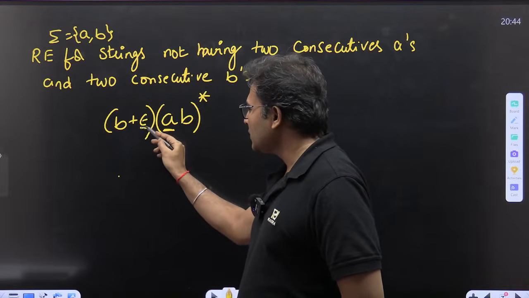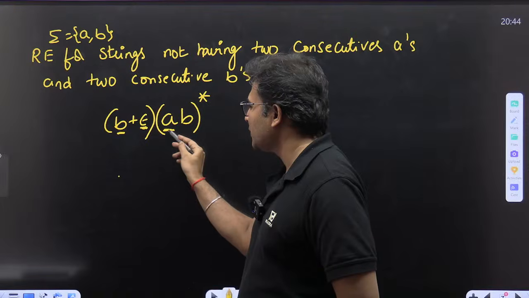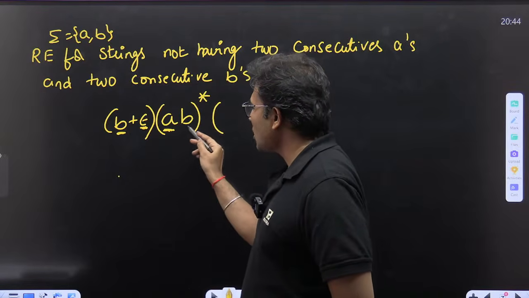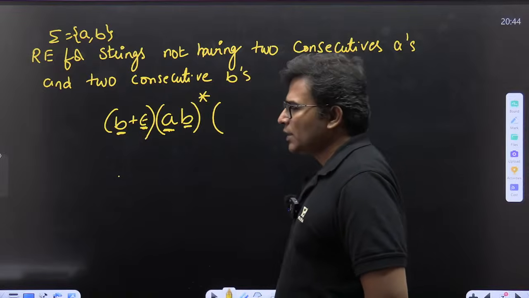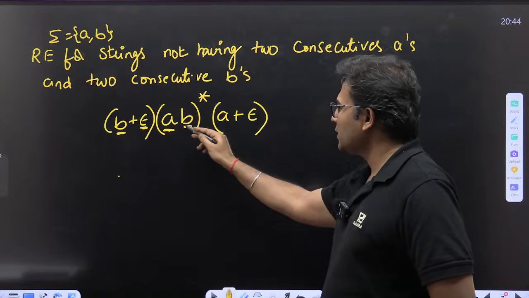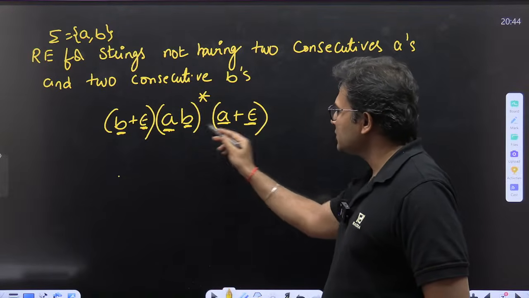If I go with this, it will start with B. If I go with this, it will start with A. If I go with this, I will start with B, right? Now this is always ending with a B, right? So it can end with an A or it can end with a B, right?